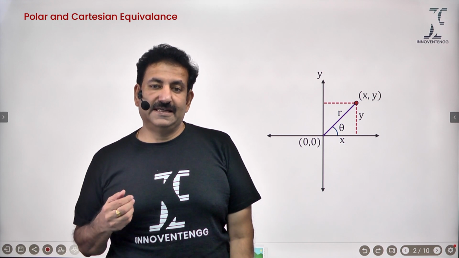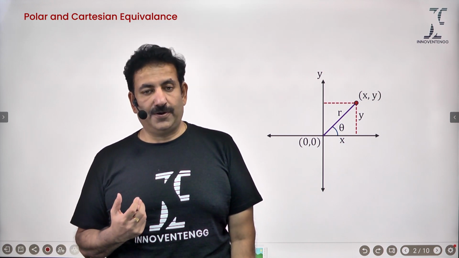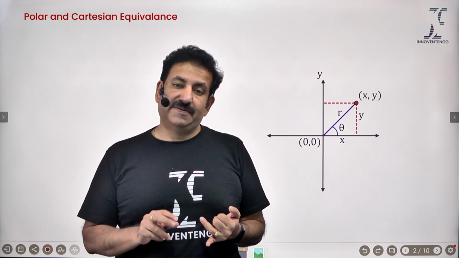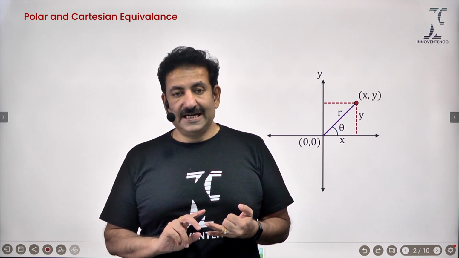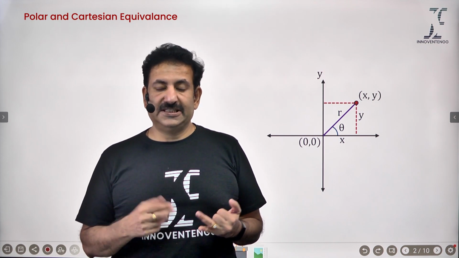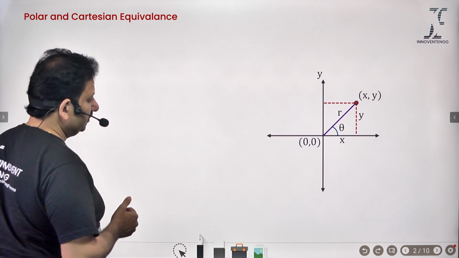Now let's understand the basic equivalence of Cartesian and polar coordinates. Now we require two coordinates for a planar representation in Cartesian coordinates, that is x and y, and similarly we require r and theta for representation of a curve. Now how do we actually go about this?